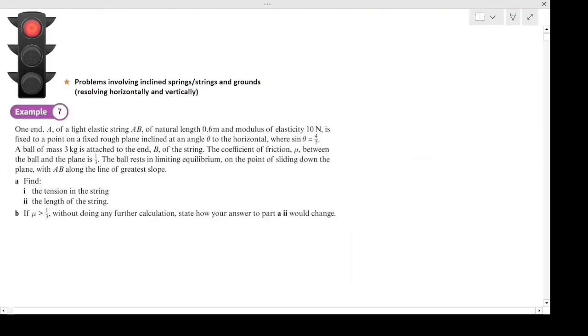Okay, now we're going to be looking at problems where things are at an angle. So we've got this question here.